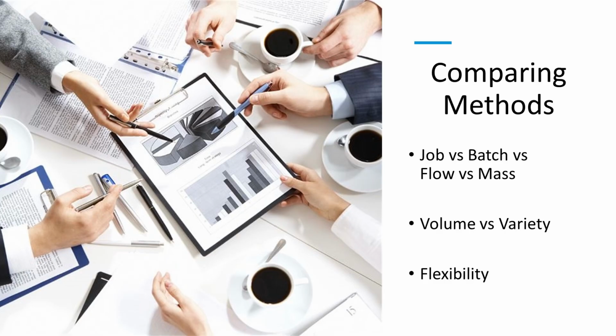Each method differs in volume, variety, flexibility, equipment needs, and workforce skills. Job: high variety, low volume. Mass: low variety, high volume. Understanding these helps select the right method for the product. Activity. Group discussion: learners are to compare methods used in their workplace and why.